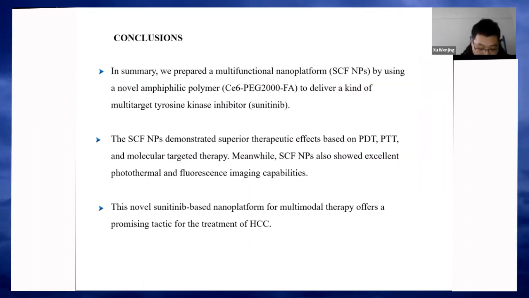Conclusion. In summary, we prepared a multifunctional nanoplatform by using a novel amphiphilic polymer to deliver the multi-target tyrosine kinase inhibitor. The SCF nanoparticles demonstrate superior therapeutic effect based on PDT-PTT and molecular targeted therapy. Meanwhile, the nanoparticles also show excellent photoacoustic and fluorescence imaging capability. The novel nanoplatform for multi-modal therapy offers a promising strategy for the treatment of HCC.